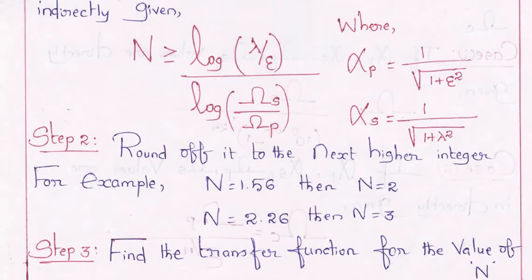Step 2, round it off to the next higher integer. For example, if n is equal to 1.56, then n equals 2. If n equals 2.26, you have to consider n equal to 3.